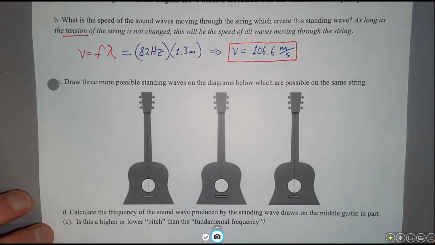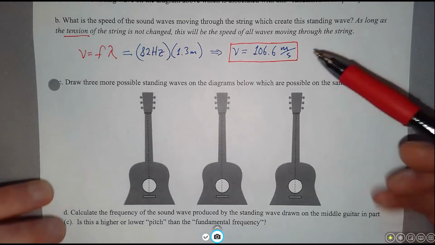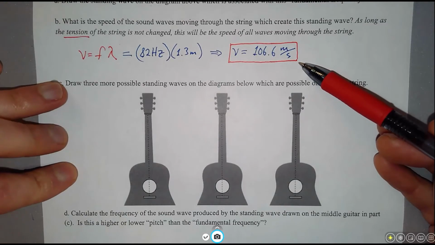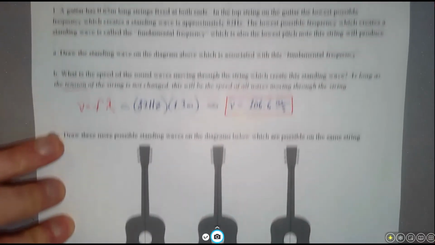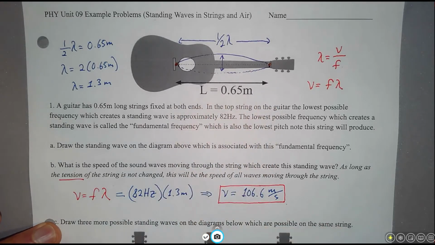Okay, part C says, draw 3 more possible standing waves on the diagrams below, which are possible on the same string. So on the same string, we know that, like we just said, they're all moving at this speed, 106.6 meters per second, because the tension stays constant. And this is the first possible standing wave. That's the standing wave with the lowest frequency, which will produce the lowest pitch.